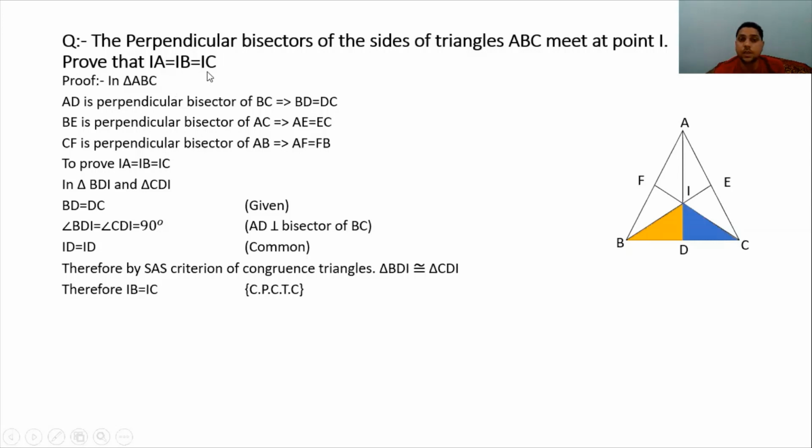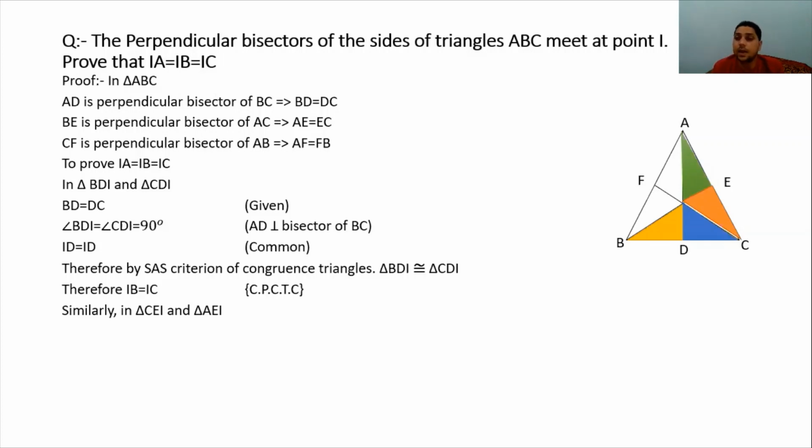One more thing: we have to prove that IA is equal to IB, or IA is equal to IC; we can prove either. Now similarly we'll take two more triangles. The first triangle we'll take is triangle CEI and triangle AEI.